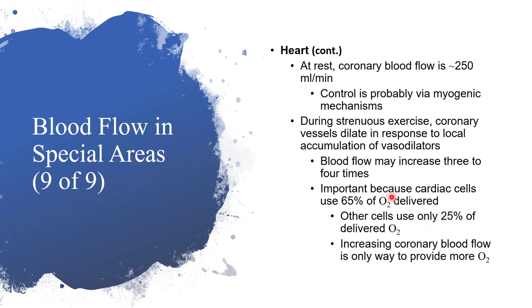You cannot afford to have anaerobic metabolism in the heart. Therefore, oxygen is always being used. That's why 65% of the oxygen that's delivered there is always used. And so, increasing coronary blood flow is the only way to provide vital oxygen to the heart muscles.